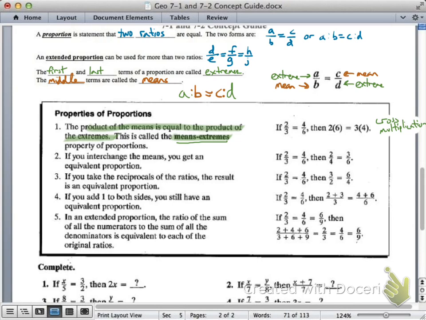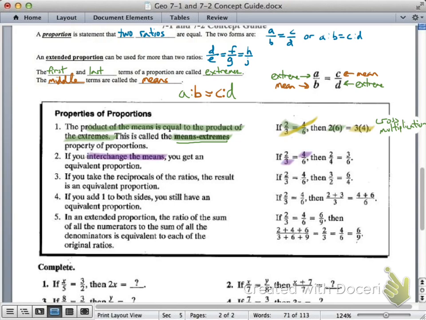So if you have 2 over 3 equals 4 over 6, you can write it as 2 times 6 equals 3 times 4. This should sound familiar, and that can happen anytime you have a proportion. It's important that it's a proportion, that there's an equal sign in between before you do that. Some students get confused between that and multiplication sometimes.